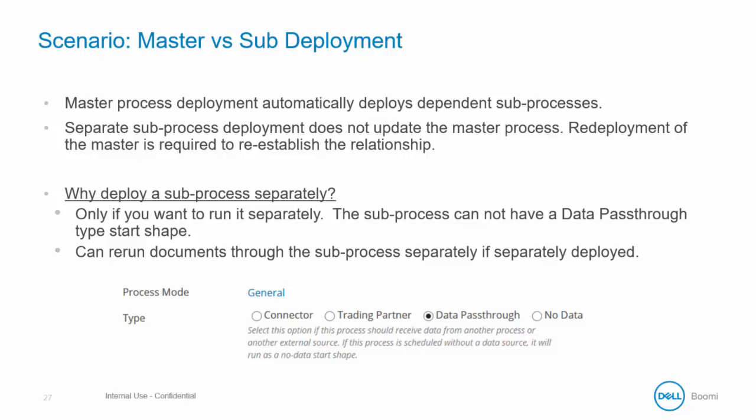If the subprocess is a data pass-through, then it automatically gets deployed with the parent. Any changes to the subprocess means that you have to redeploy the parent. If the subprocess has any other start shape, then you can deploy it separately and therefore redeploy it separately as well. And the last wrinkle is the process route shape. The process route is essentially a process call and a route shape combined, but it has a special ability to have a subprocess be a data pass-through, but any changes to the subprocess can be redeployed independent from the parent.